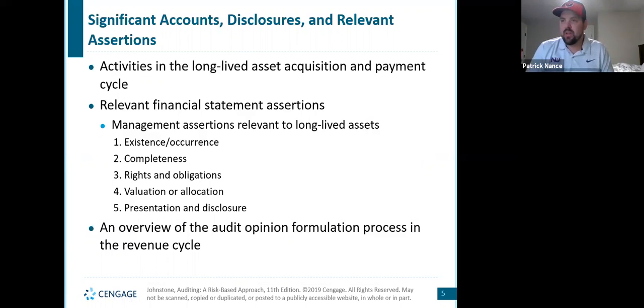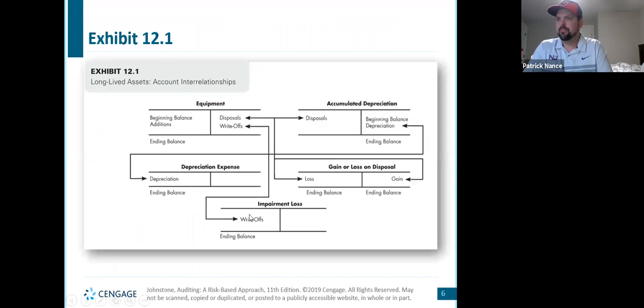Just like all the rest of them, we have our 5 relevant assertions here. What are those 5, just like all the rest of our chapters, the last several at least? How are these 5 assertions relevant to fixed assets? How do I test these assertions with regard to fixed assets? Where do my controls come in? Where's my inherent risk? Where's my control risk? What kind of controls should be in place? All those have come up throughout the last about 4 chapters or so. So we'll talk about those in more detail in the future.